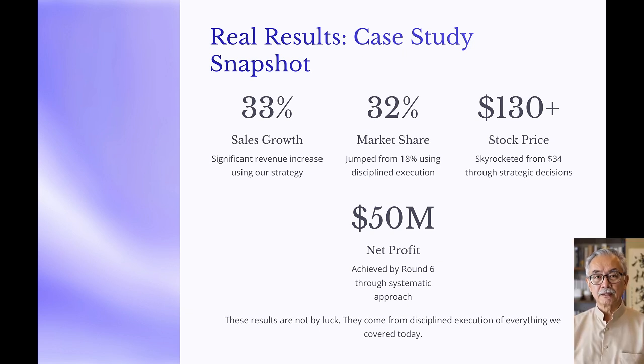Real results. Case study snapshot. In a recent team simulation using this exact strategy, sales increased by 33%, market share jumped from 18% to 32%, stock price skyrocketed from $34 to over $130, net profit passed $50 million by round 6. These results are not by luck. They come from disciplined execution of everything we covered today.